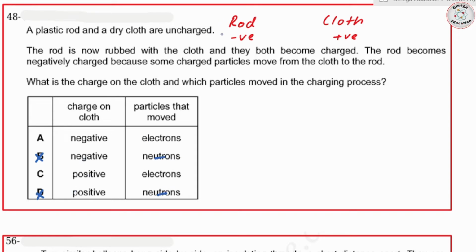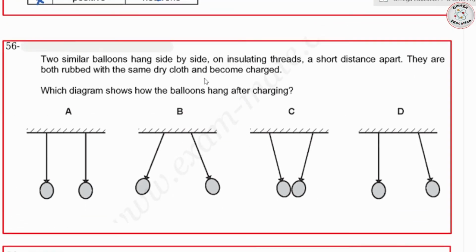The rod, like I said, they have written is negatively charged, so eventually the cloth would be positively charged. So the charge on the cloth would be positive, and the particles that move would be electrons, and that has to be the answer C. So C has to be the right option for this one. All right, so let's move on to the next one. All right, so here we have the next one.